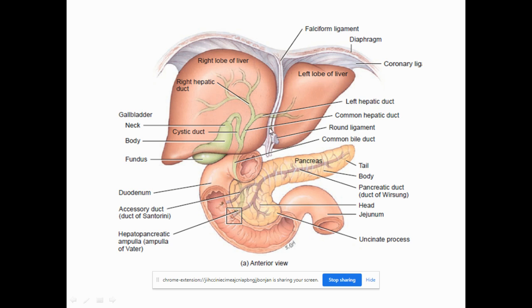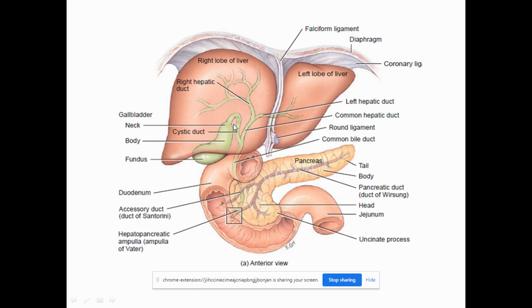This is actually just like the appendix, a remnant of the umbilical vein of the fetus. It extends from the liver to the umbilicus in the fetus. So the right and left coronary ligaments and the falciform ligament, along with this round ligament, help in the suspension of the liver from the diaphragm and hold it in position. And you can see the gallbladder.